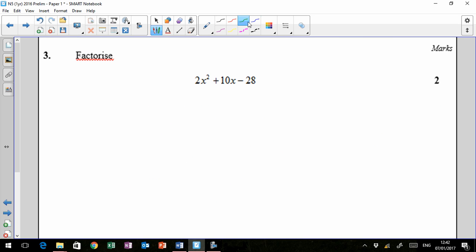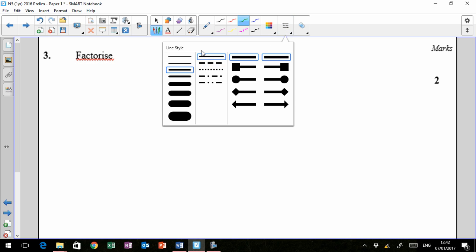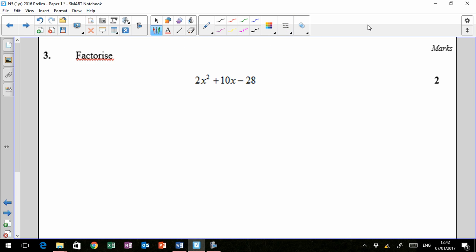Okay, so question 3, factorise. The first thing you're looking for all the time when you factorise is a common factor. You always need to double check it's there because you're going to lose marks if you don't find it, and it also makes the factorisation easier for you. So this one here has a factor of 2. So 2 can come out the front and it's going to leave x squared plus 5x minus 14.